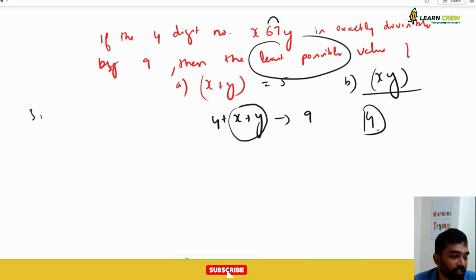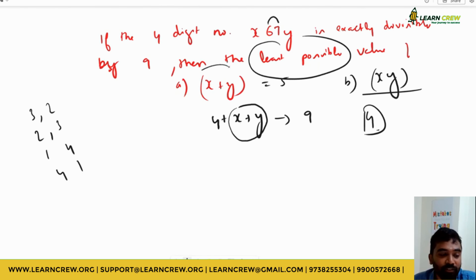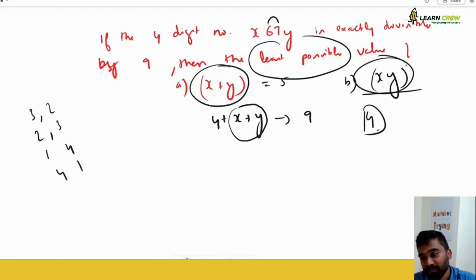It can be either 3 2, 2 3, 1 4, 4 1. All these are possibles. Here they're not asking for possible values. They're asking for the value of x plus y, xy, the least possible. Just give a try after going home for the greatest possible values.